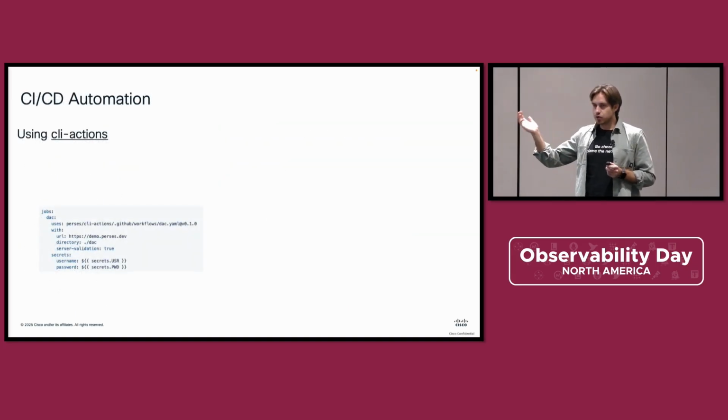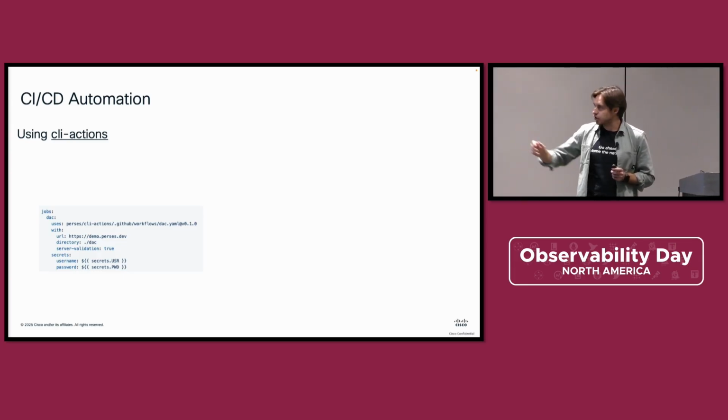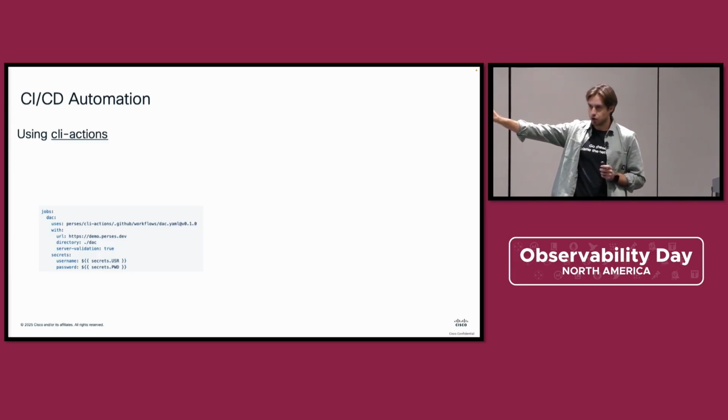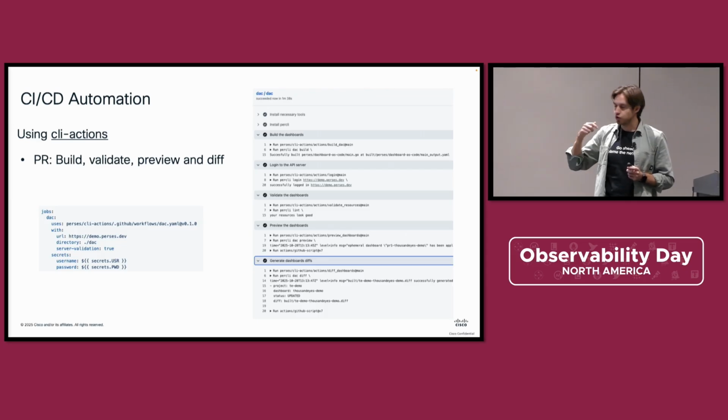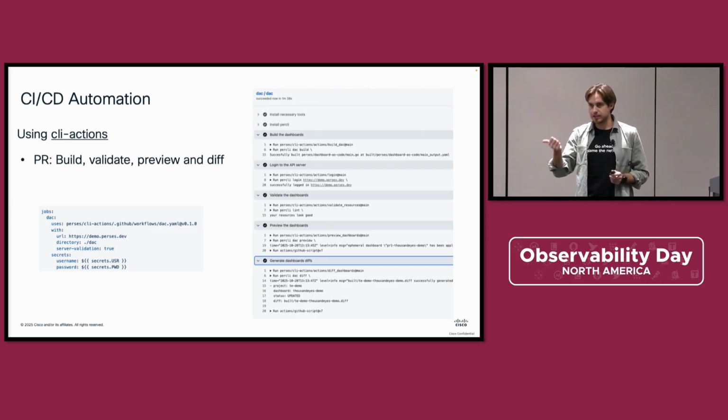If you have such a cool CLI, you need to automate. So the Perses community has created CI/CD automation with GitHub Actions. So you just put that snippet of code. And at the end of the day, when you are in a pull request, we are going to build a dashboard. We are going to log into Perses with the CLI. We are going to validate your dashboard. We are going to preview.